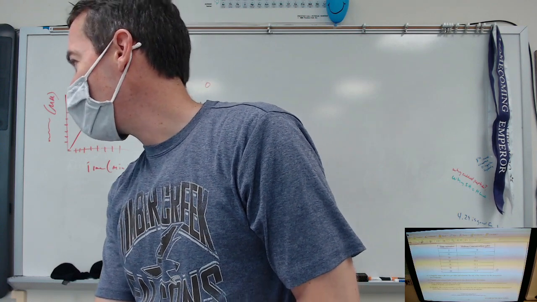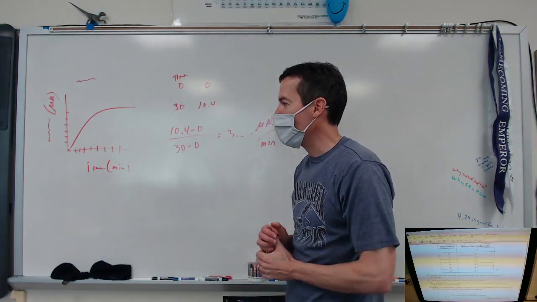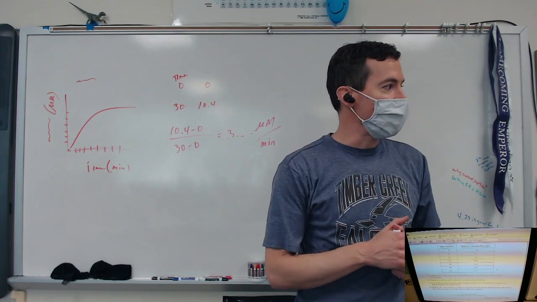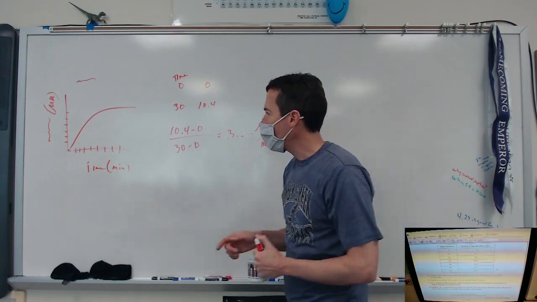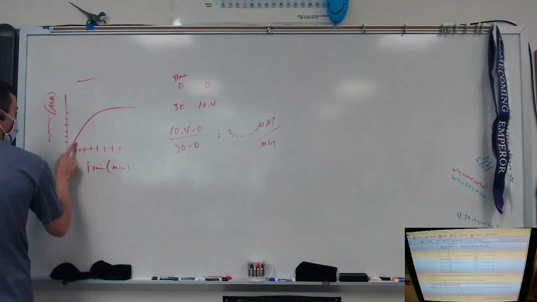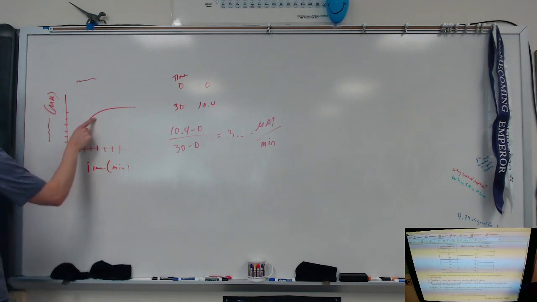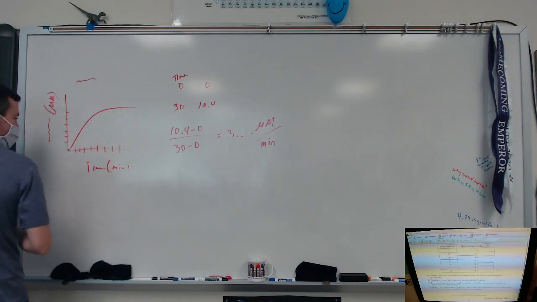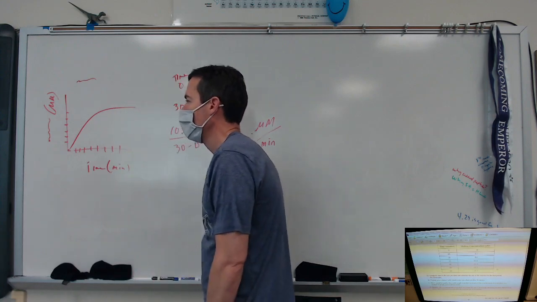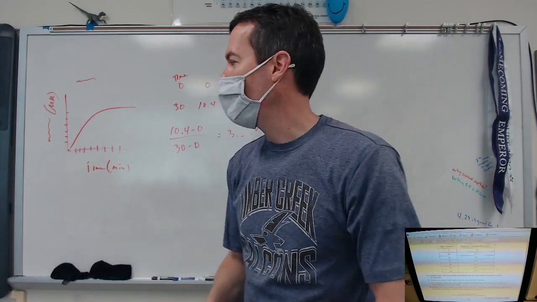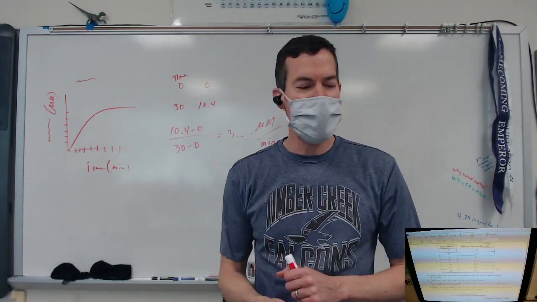All right, part B says explain why a change occurred in the reaction rate after 30 minutes. So my rate was somewhat constant for a while. Then it slows down some, and now it's like pretty much a flat line. So why is that? What do you think? Why did the reaction rate change after half an hour?